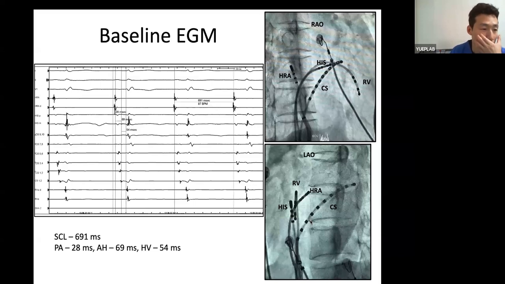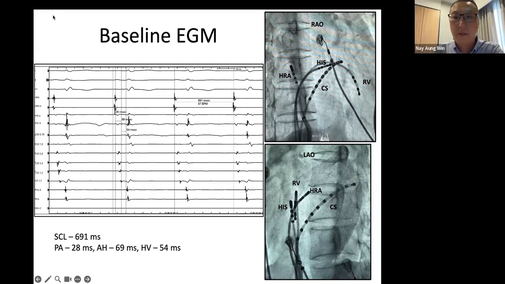So what is unusual about your catheter placement? First thing you need to notice: the CS is what? Very vertical, as we expected, right? You don't see a CS like that typically. When your CS is vertical, they become what? They are closer to the AV node, right? Because it's squeezed in. So your compact node, his bundle, and slow pathway area are going to be very close to each other.